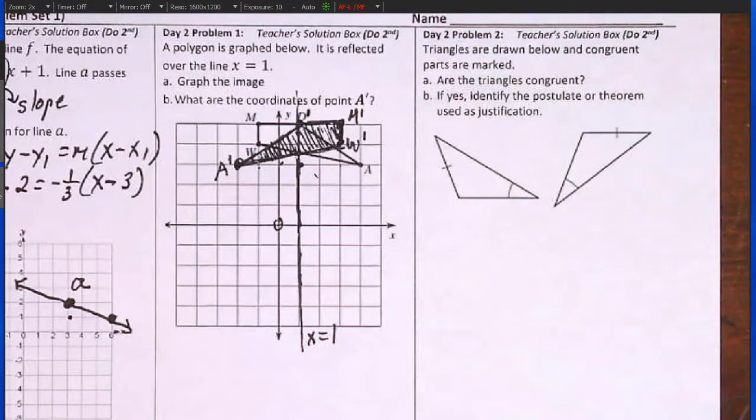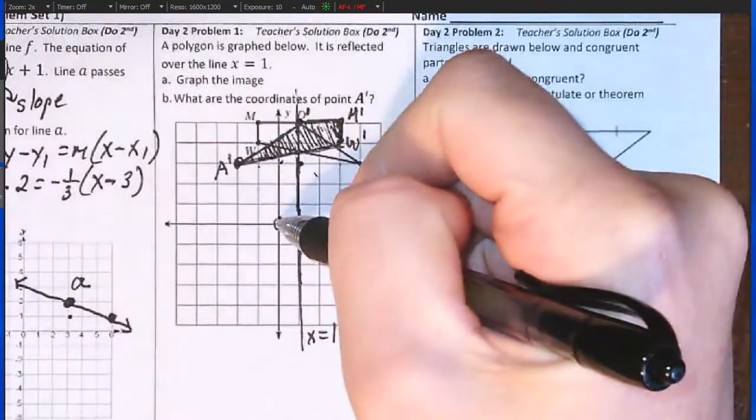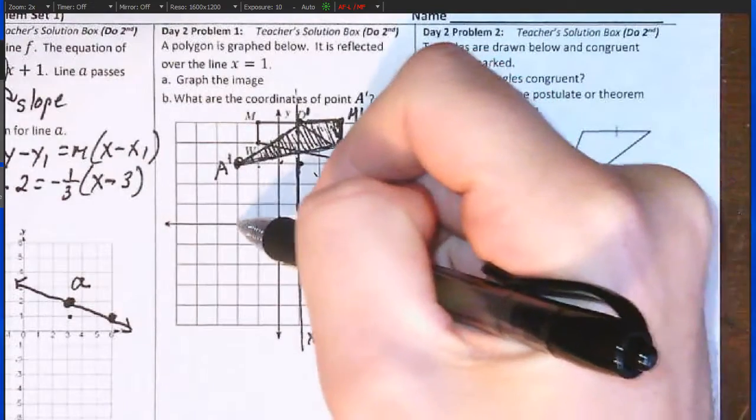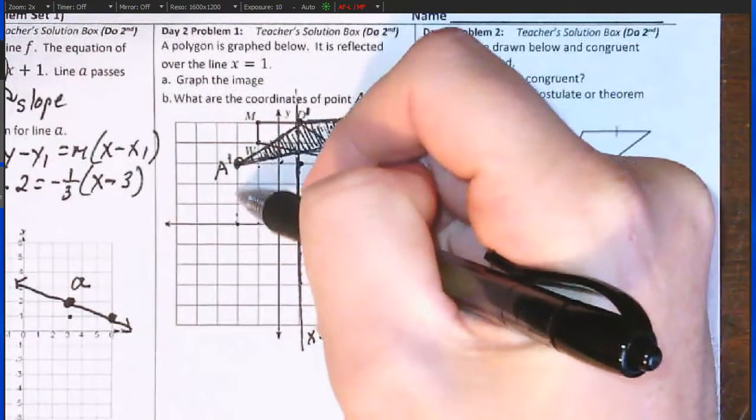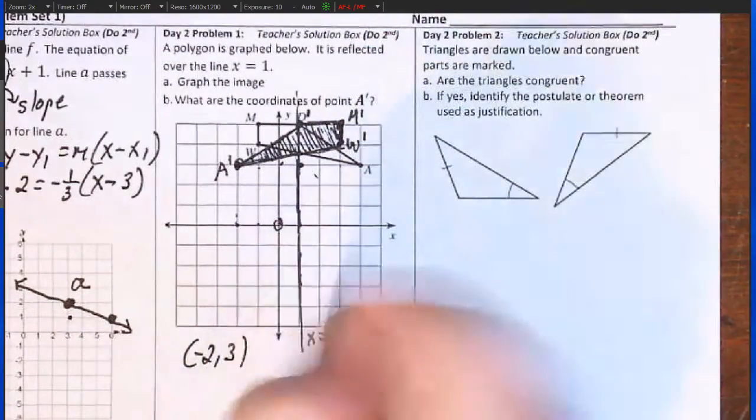Now we're also asked for the coordinates of point A prime. Point A prime is located here. So from the origin, we just need to count to see where that is. We have to go 2 to the left and then up 3. So that is -2, 3.